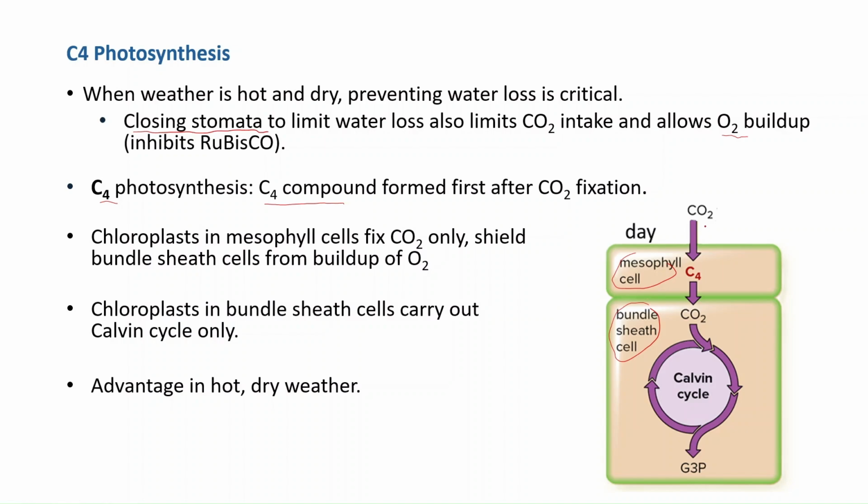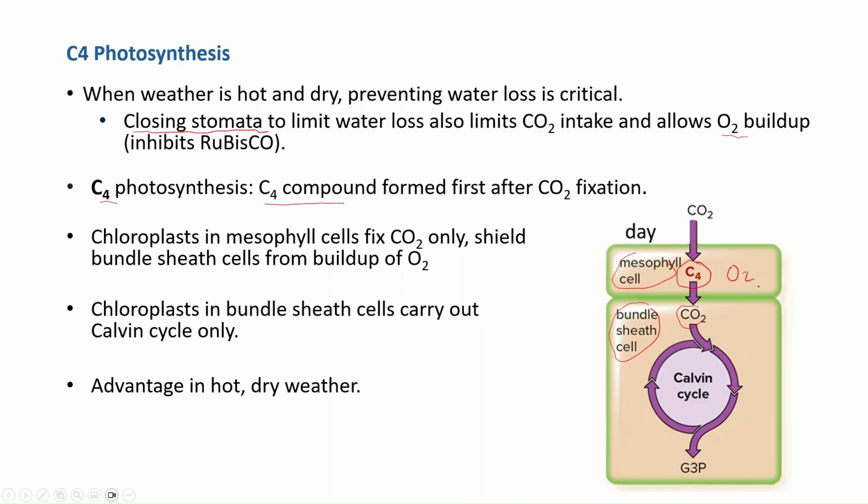All of this takes place still during the day. Carbon dioxide is absorbed, makes that 4-carbon compound, and then the plant can afford to close the stomata because the carbon is going to be transferred to the other cells, and the Calvin cycle takes place in the bundle sheath cells, and that's where glucose is formed. So that way you're shielding these cells from accumulation of oxygen, because the light reactions take place in here. This is where oxygen accumulates.